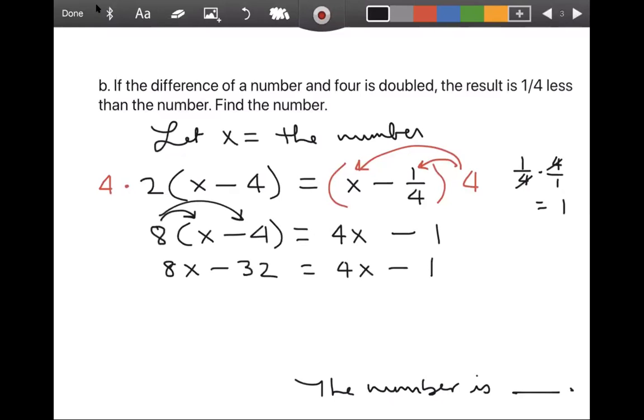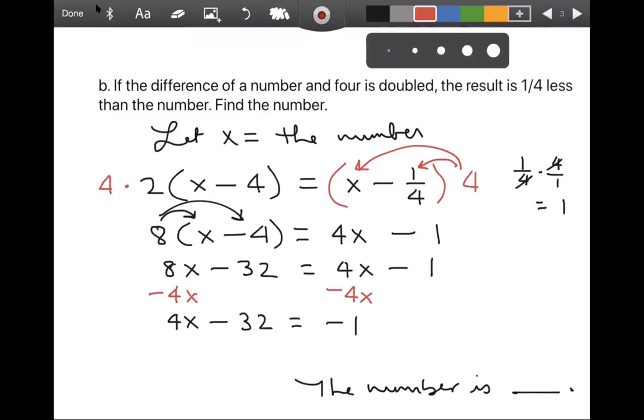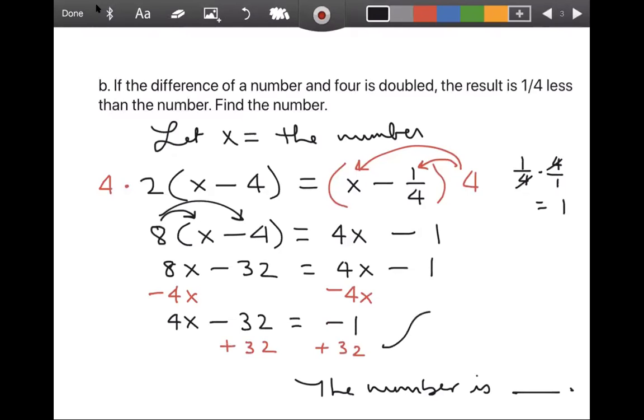So now I'm going to put the x's with the x's, subtract 4x on both sides, which gives me 4x minus 32 equals -1. And then add 32 to both sides. I've got just enough room to finish this. That gives me 4x equals 31. Divide both sides by 4, and I get that x is 31/4.